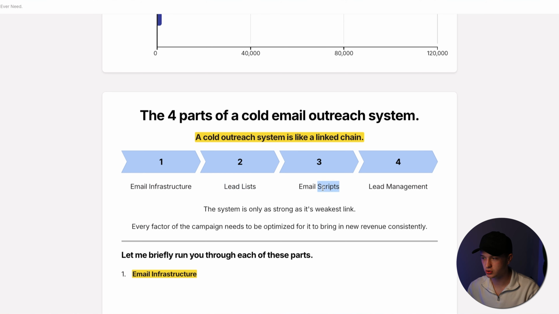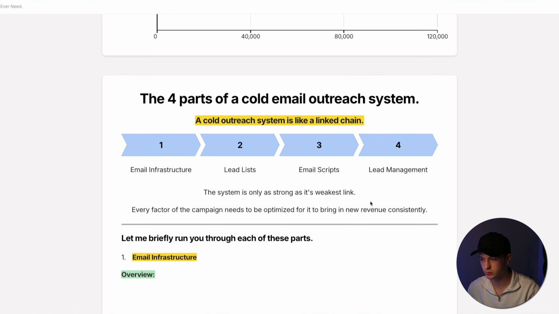Email scripts. Obviously, if you're reaching out to a lot of people and they're relevant, you need to say something compelling. You need to give them a compelling message that makes it easy to say yes, and then you get them on the call. And then lead management is the conversion mechanism between an interested response from someone and an actual booked call, and getting them to show up to the call. So that's lead management. So there are 4 parts to get someone onto a call.